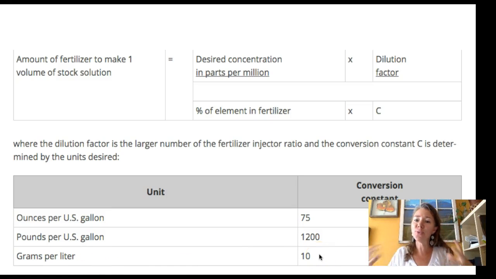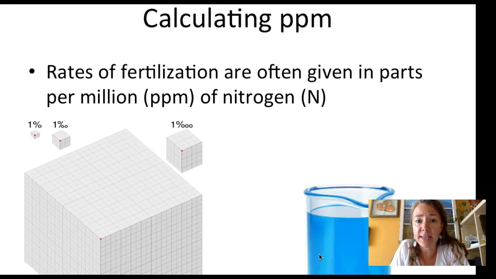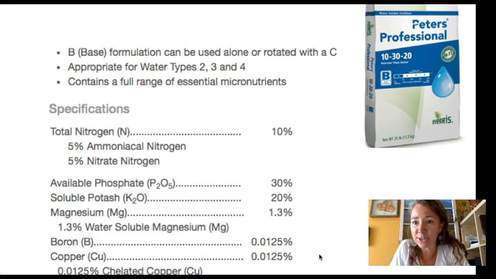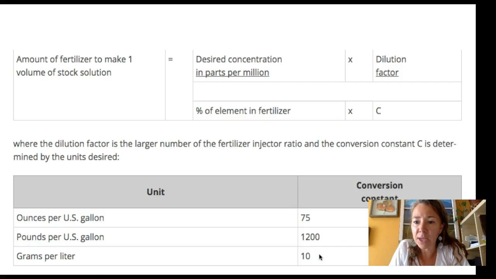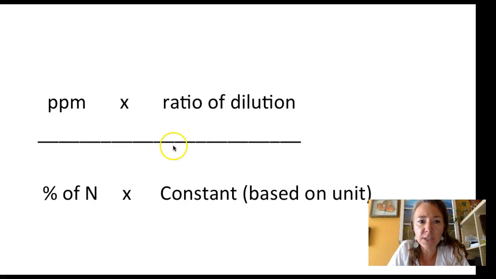So this is going to vary based, again, on the fertilizer type you're using. That is all going to be found in your fertilizer analysis, so you'll know what that is, and you'll also know the ratio. So you actually have all of these variables. I want 250 parts per million.